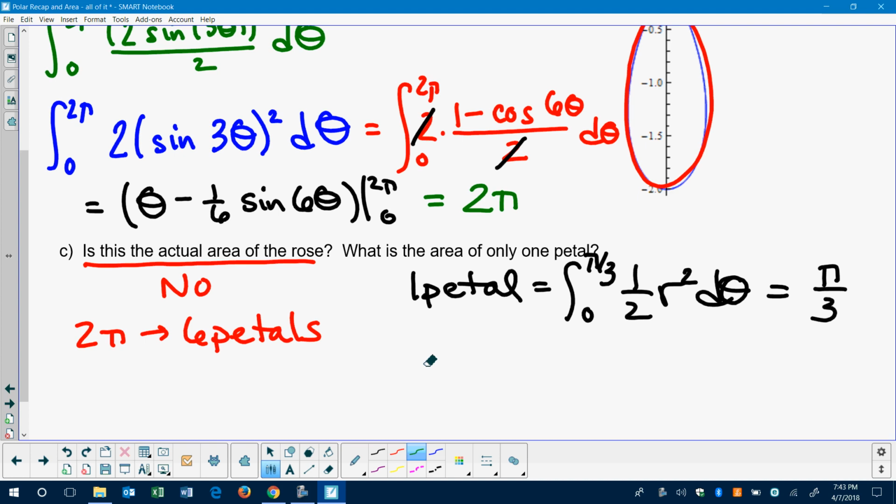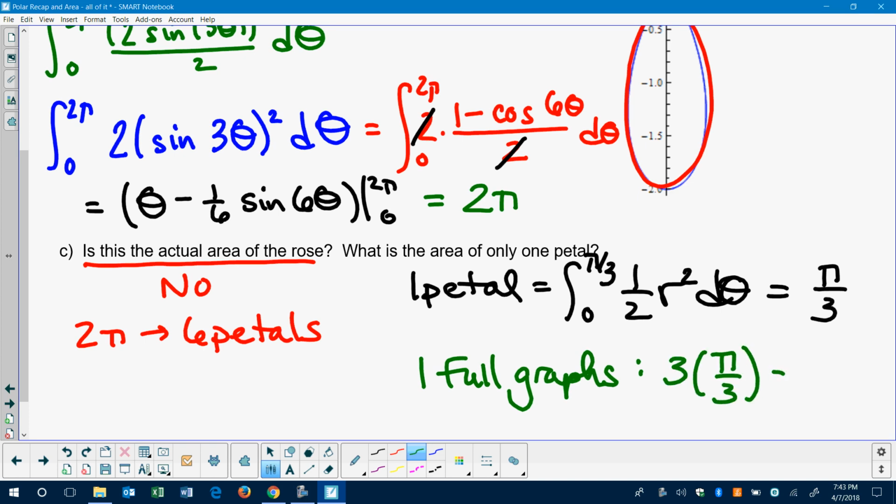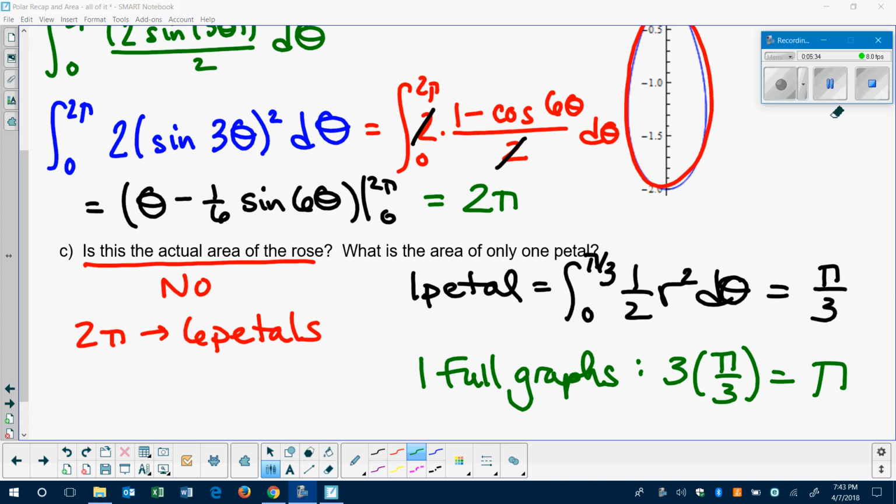And so that means that 1 full graph with the 3 petals, using the idea of symmetry, is going to be 3 times that 1 petal, or pi. Okay, so if 2 pi is 6 petals, certainly it should make sense that 3 petals is pi. All right, I hope that makes sense. Again, if not, email me.